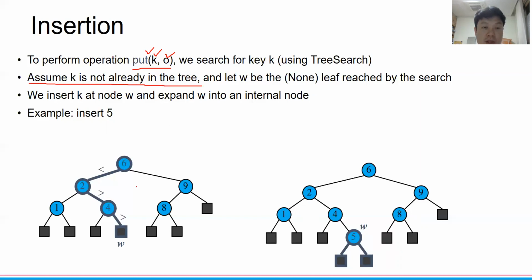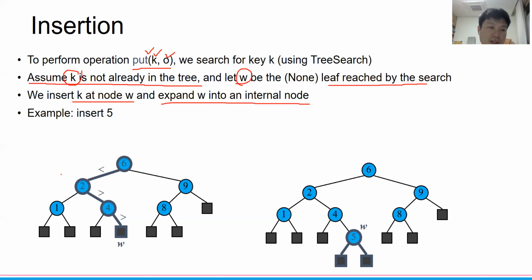Let's assume that k is not in the tree, and let w be the leaf reached by the search. So we have k and we have w. After we find the position, we put the new node at w. So we insert k at node w and expand w into an internal node.